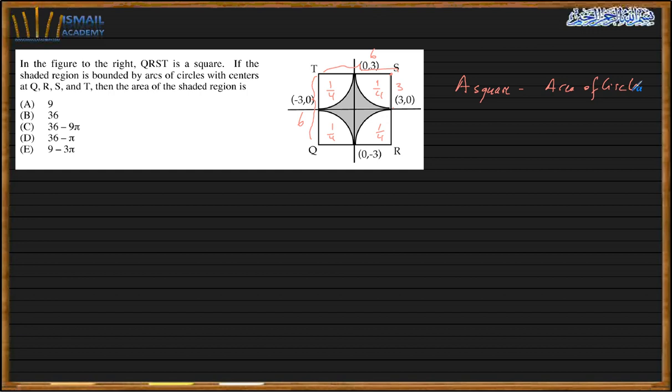Here the side of the square is 6. If I have a square with side s, the area is s squared. And here is the circle with radius r, the area is pi r squared. So it's going to be 36 minus 9 pi.